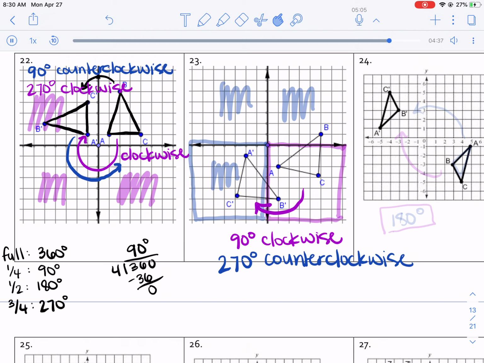Now on this last one, our triangle ABC moves over here. So it moves 2 quadrants. We know that's going to be 180 degrees. If we were to go the other way, we find that it's still 2 quadrants. So it's 180 degrees no matter which way you go. So you actually don't need to specify which way it goes. You can just say it moved 180 degrees.